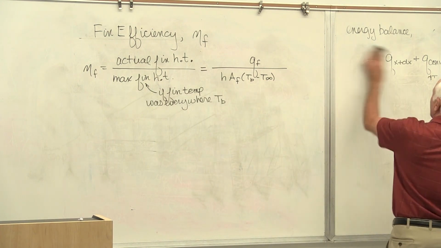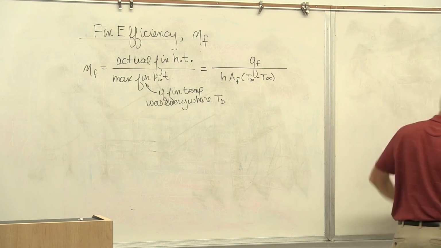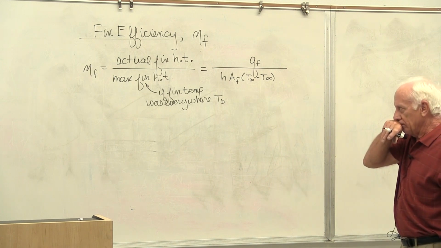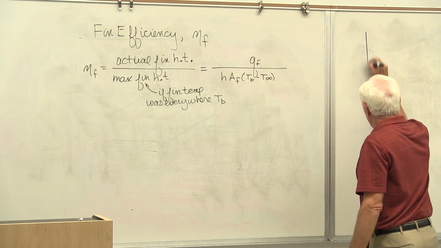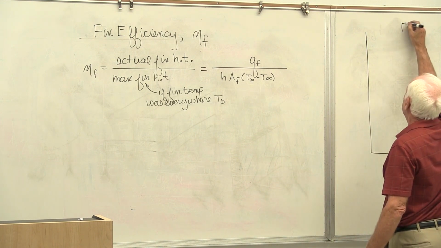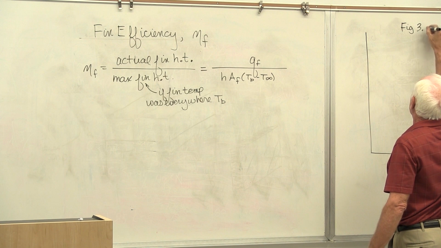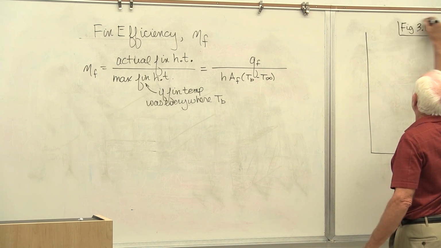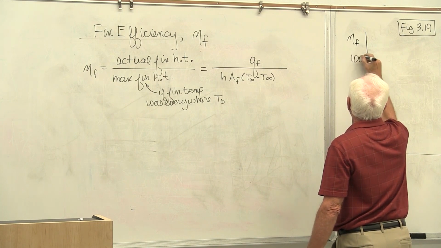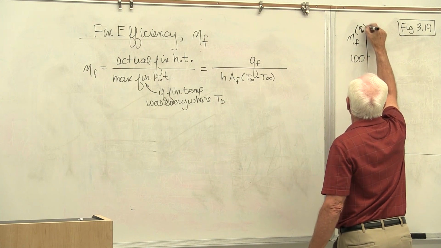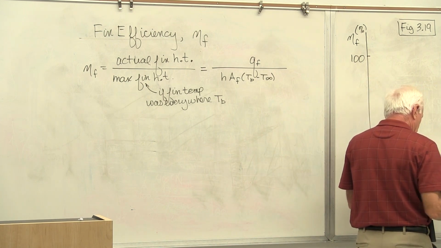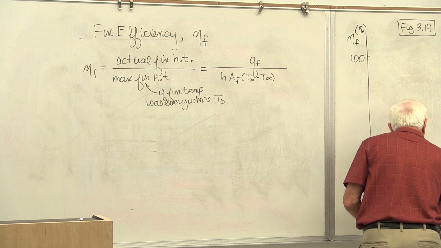Okay, now we're going to look at how it's presented. The first way it's presented is on a graph, Figure 3-19. Figure 3-19 gives you fin efficiency in percent versus an x-axis variable, which is rather lengthy.